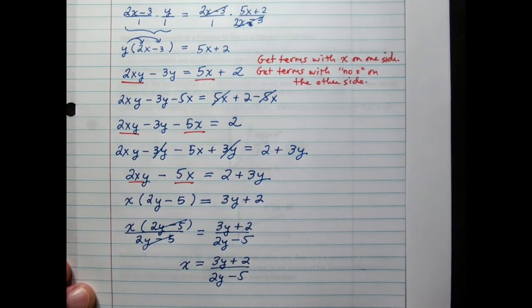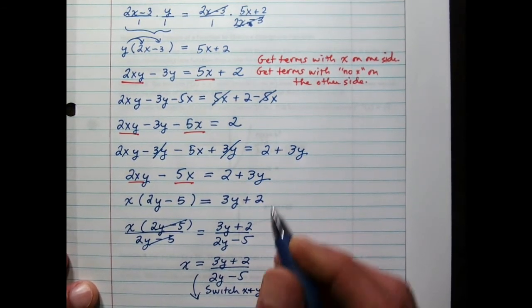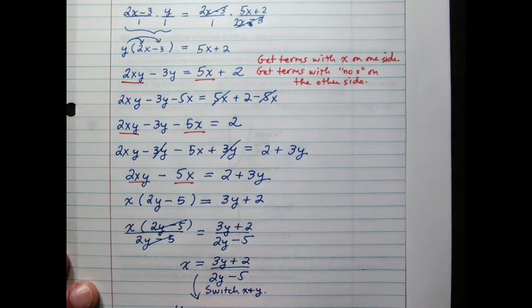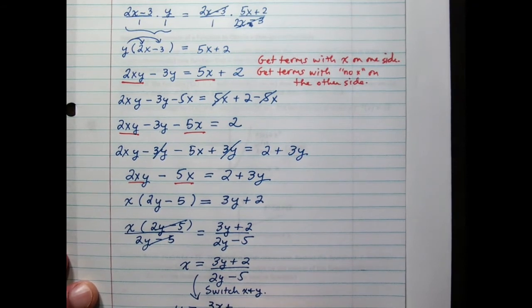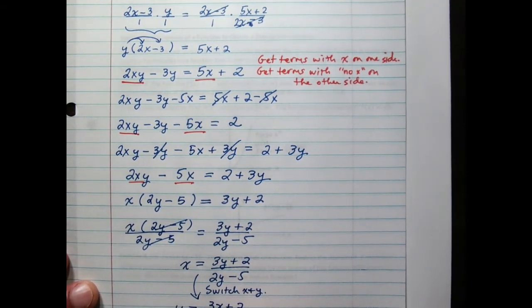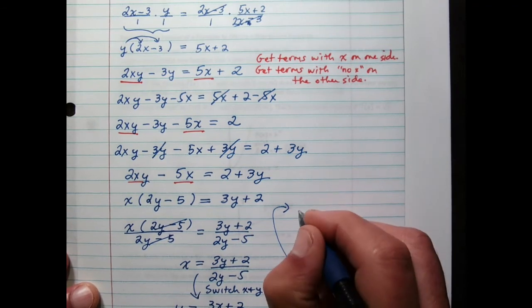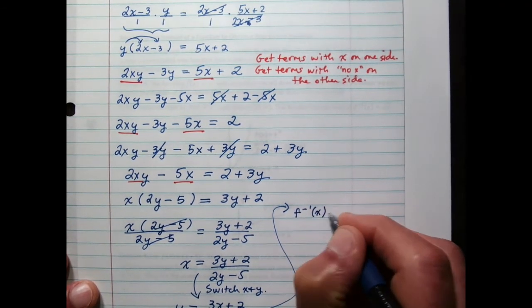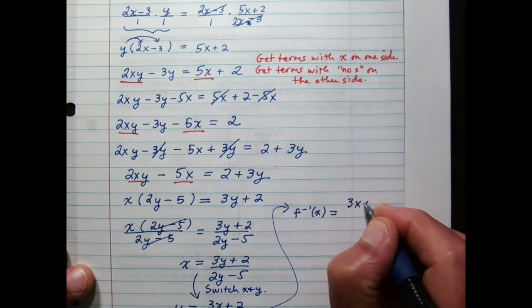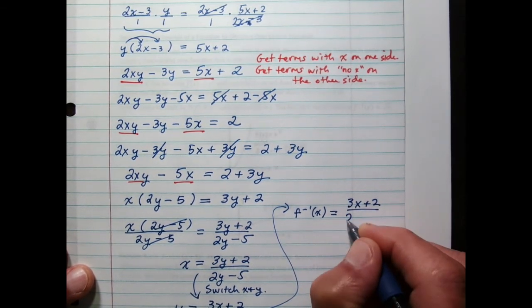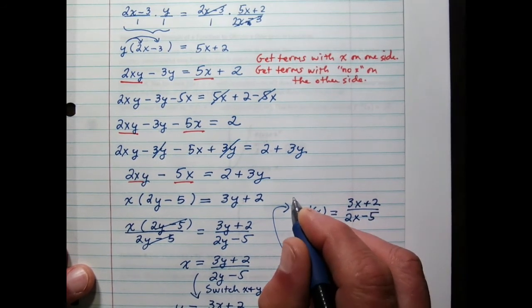And that's the hardest part of the problem. We're almost done. We're 99% of the way there, because now we're just going to switch x and y. And again, if you prefer to switch x and y right at the very beginning, it's okay to do that. But then, of course, you're solving for y, not solving for x, because their roles have been reversed. And I'm going to rewrite this with function notation. I'm going to write f inverse of x equals 3x plus 2 over 2x minus 5.